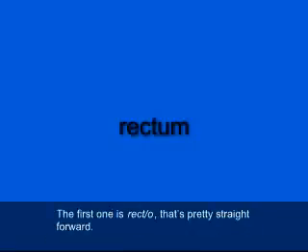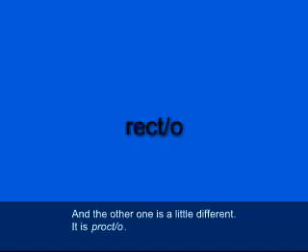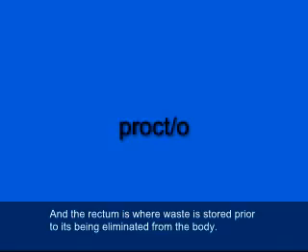Well, at the end of the colon, we reach the rectum. And the rectum has two word parts associated with it. The first one is recto, R-E-C-T/O. That's pretty straightforward. And the other one's a little different. It is procto, P-R-O-C-T/O. And the rectum is where waste is stored prior to its being eliminated from the body.